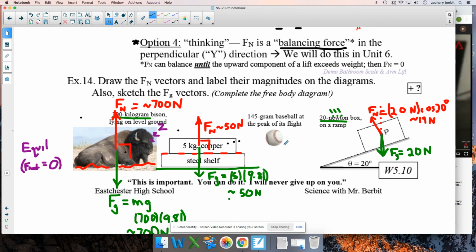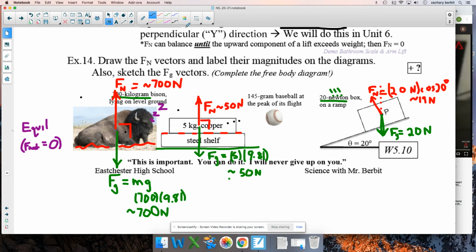All right, the last one over here is the baseball. Here's a 145-gram baseball at the peak of its flight. Well, is the Earth pulling on it? It's following its trajectory. Of course the Earth's pulling on it. There's an FG. The FG is not 145 grams. The FG is not times 10, 1450 newtons.